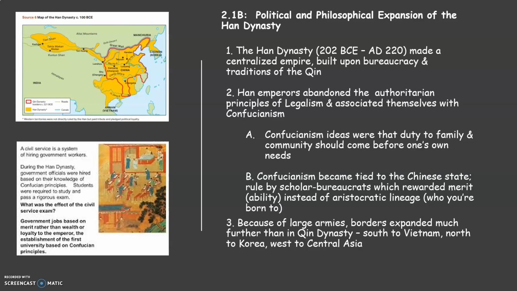Because of large armies, the borders expanded much further than in the Shin Dynasty, and again you see that in source 6. So the red outline is the Shin Dynasty, and so you see that the Han is much greater than that. Went all the way south to Vietnam, north to Korea, and west to Central Asia.